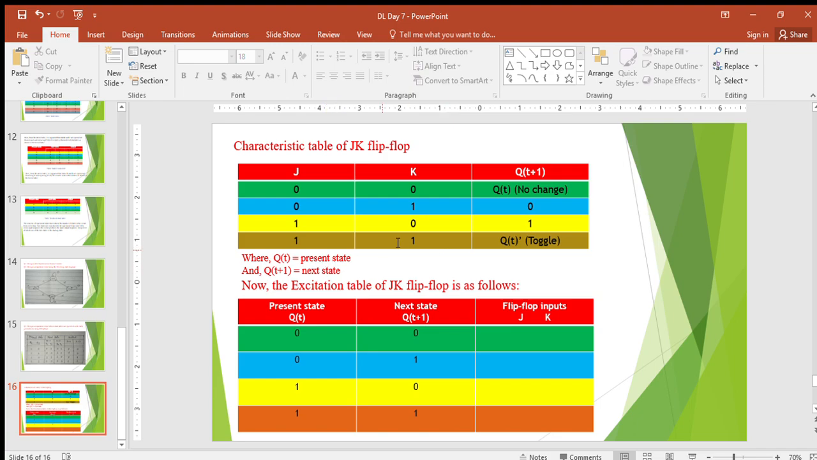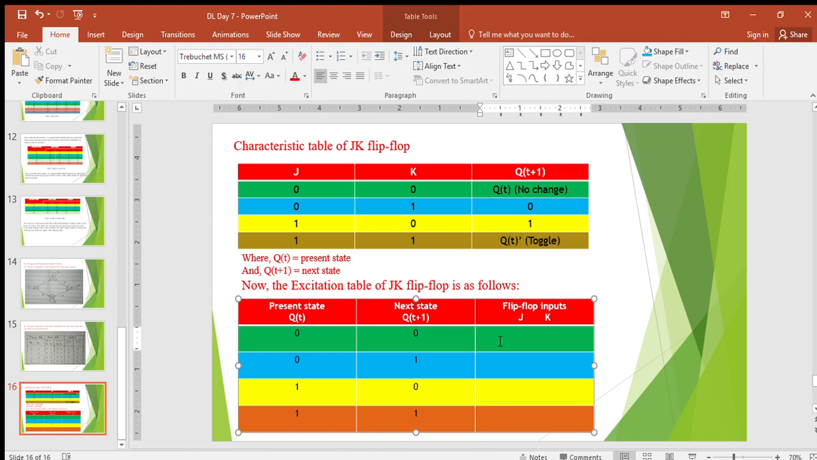Now, after being familiar with the characteristic table of JK flip-flop, we are going to construct the excitation table of JK flip-flop on the basis of this characteristic table. Now let's see how the excitation table is constructed. Now let me show you. Listen very carefully and observe very carefully.